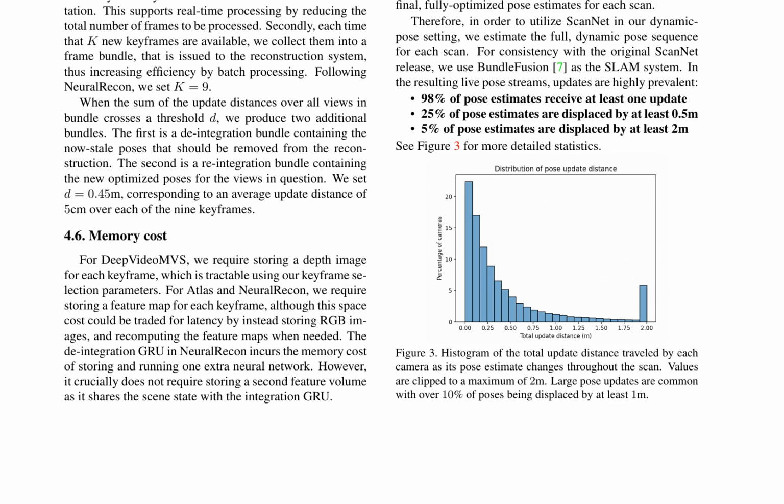The authors introduce the LivePose dataset, providing access to dynamic SLAM pose streams for a large number of RGB-D scans. Using bundle fusion as the SLAM system, they estimate the full, dynamic pose sequence for each scan. The resulting LivePose streams demonstrate that updates are highly prevalent, with 98% of pose estimates receiving at least one update, and 5% of pose estimates being displaced by at least 2 meters.